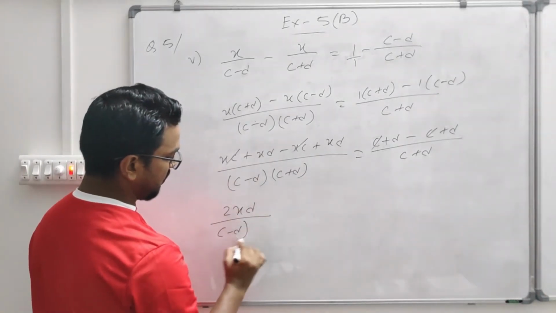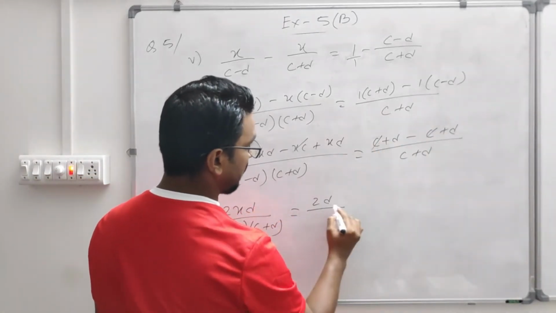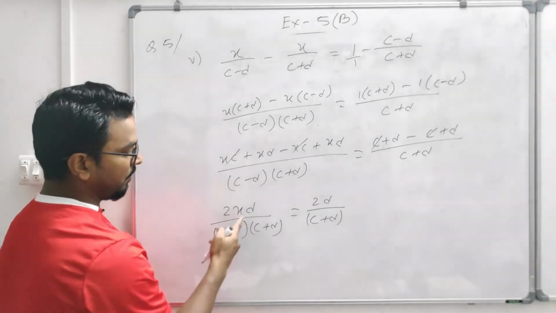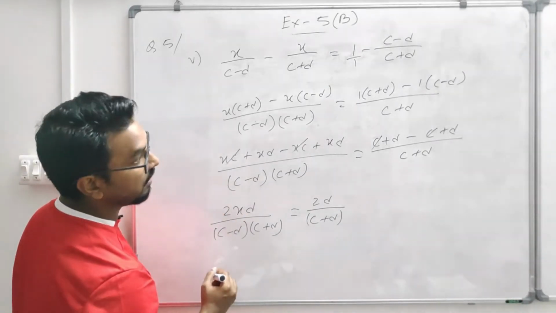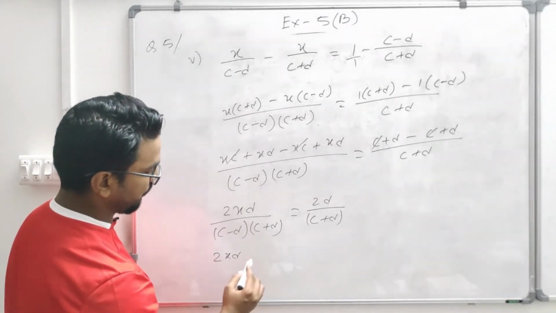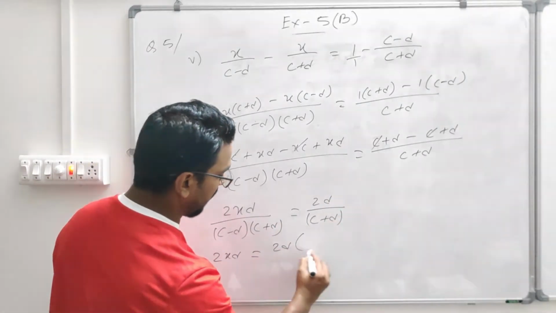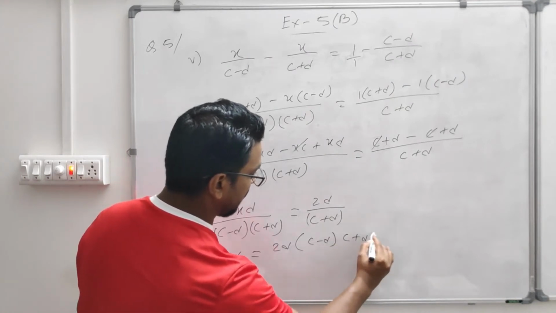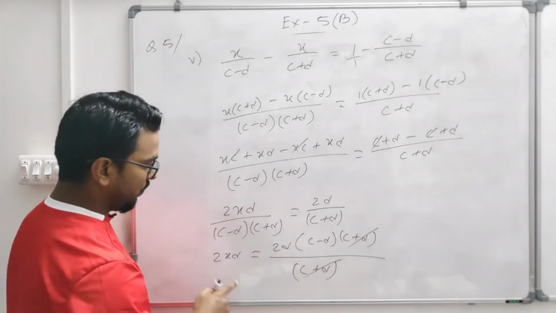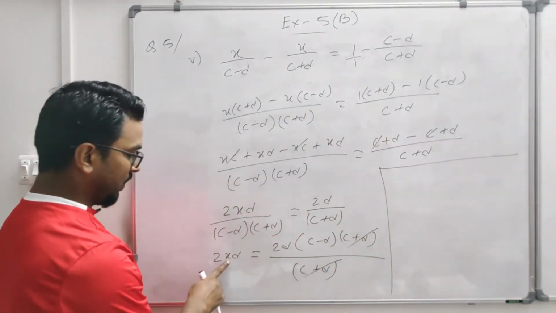Divided by c minus d, c plus d is equal to, here d plus d, 2d, divided by c plus d. Now take this one to the other side. So what will remain here? 2xd is equal to 2d. If you take this one to the other side, it will multiply, so c minus d into c plus d will go in the numerator. And what is here? c plus d. Now you can cancel these two. What is left here? You keep x.